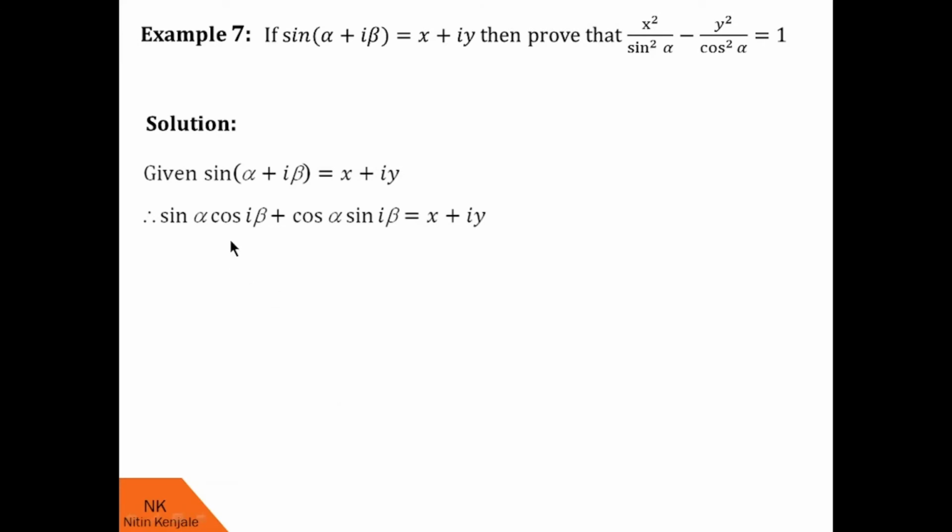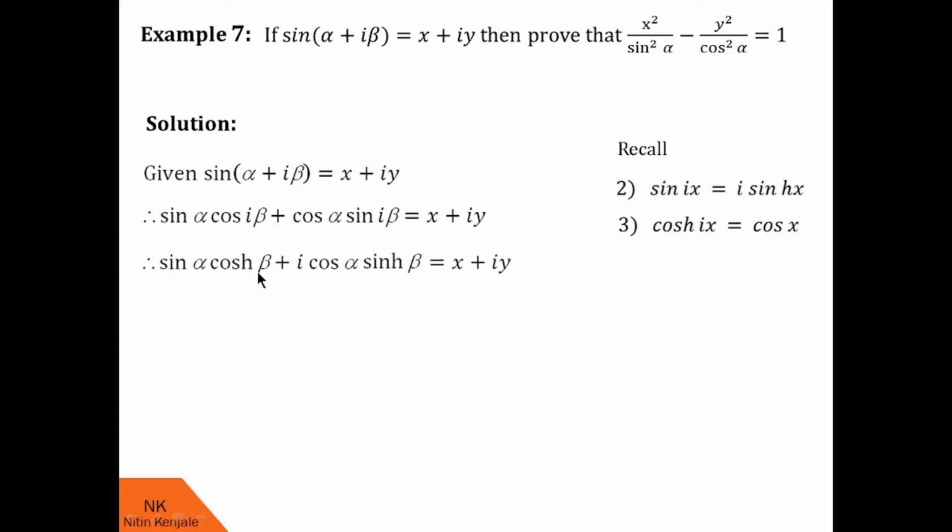Now, using the relation between circular and hyperbolic functions, one can write cos i beta as cos h beta, and one can write sin i beta as i sin h beta.